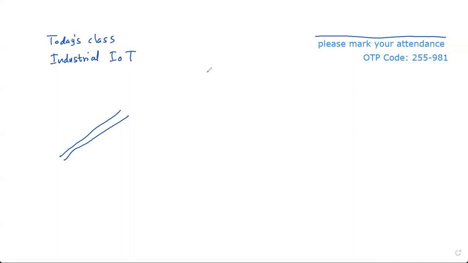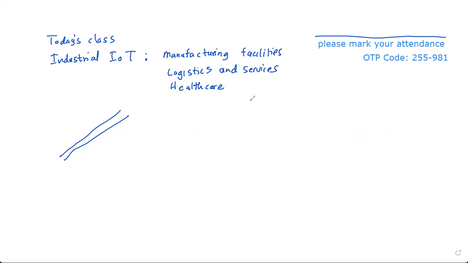Industrial IoT systems is basically talking about manufacturing facilities like factories which produce some products, logistics and services related to that, and healthcare systems. These are some of the examples where we use industrial IoT, which is slightly different from IoT networks in terms of its environment. The only difference is that the environment is different.